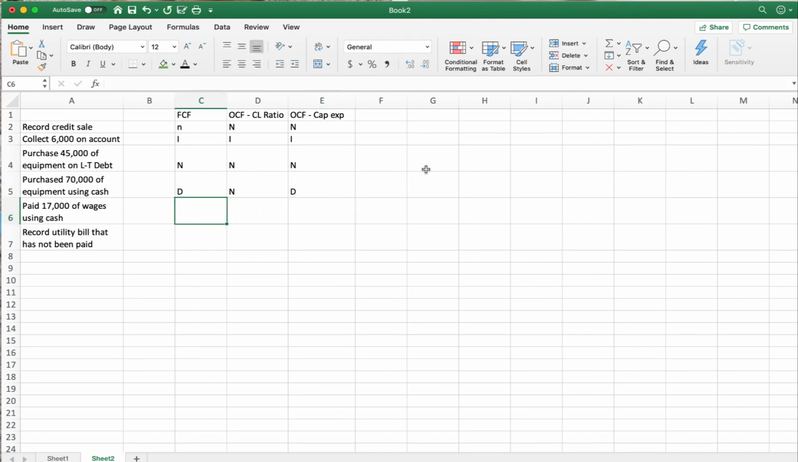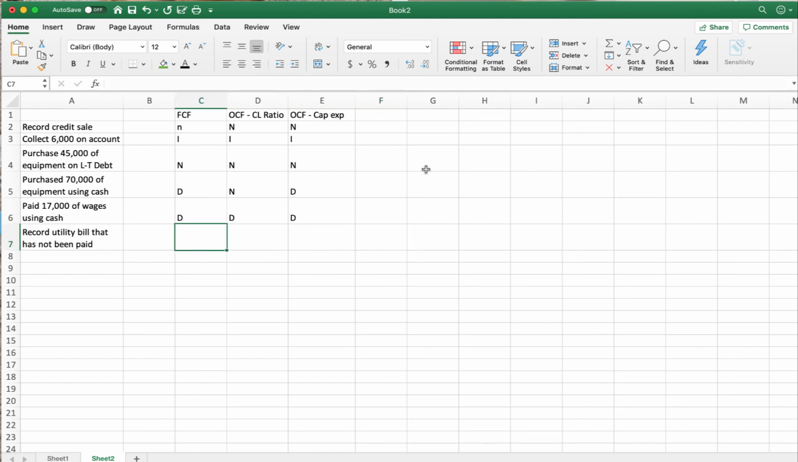Paid $17,000 of wages using cash. Well, yeah, this is going to affect free cash flow. It definitely is, right? Because that's part of operations or cash flow from operations activity. So that's going to decrease it as well. It's also going to decrease operating cash flow to CL ratio and operating cash flow to capital expenditures. Why? Well, because think about it. What are we doing here? We're using cash to pay wages, right? That means we're decreasing our numerator in both of those two ratios, okay?